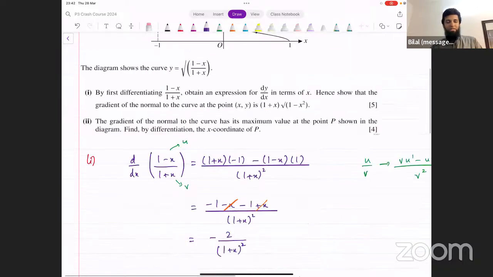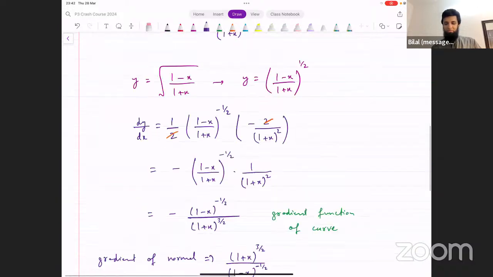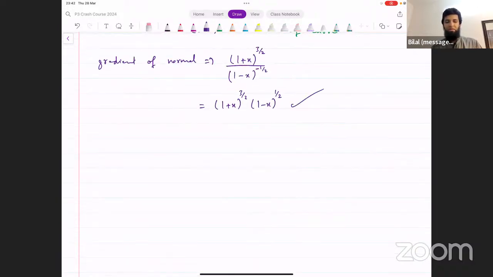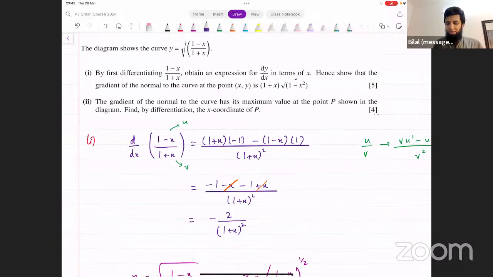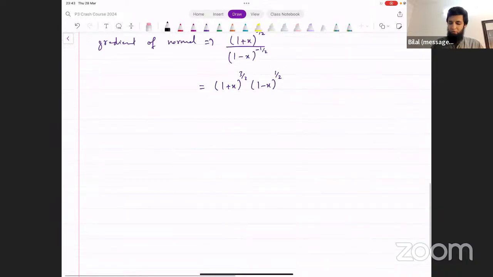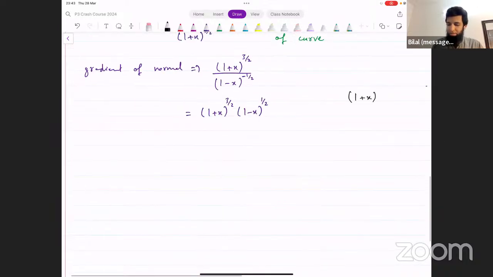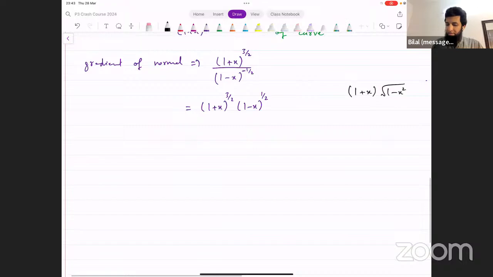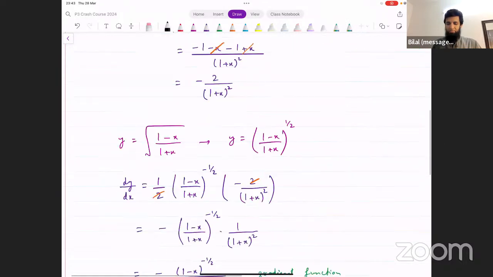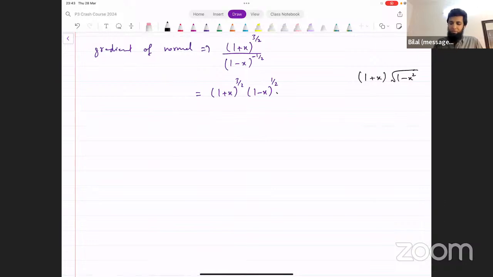Now, if you were to just find the gradient of normal, you would just stop at this point and that will be your final result and that will be perfectly okay. But the problem is, they have asked us to show that the gradient of the normal is equal to this thing, 1 plus x into square root of 1 minus x squared. Now, how do we show this thing? Let me write that down. What you want to show is that it becomes 1 plus x into square root of 1 minus x squared. This is what we need to show. Now, how do you go from this form to this form? That is what the question is.